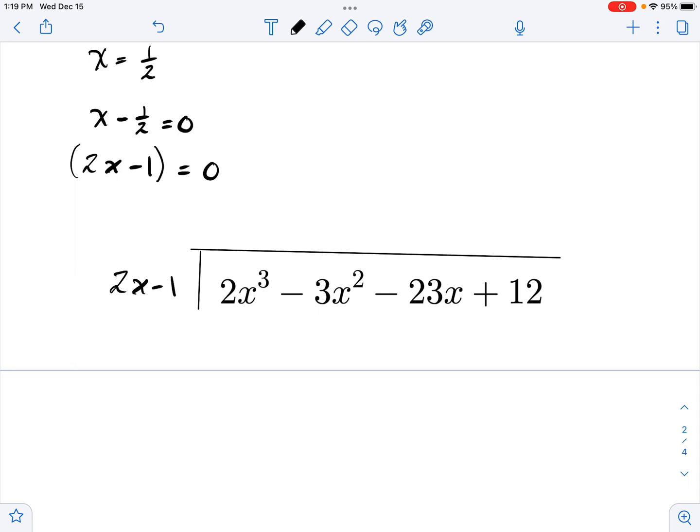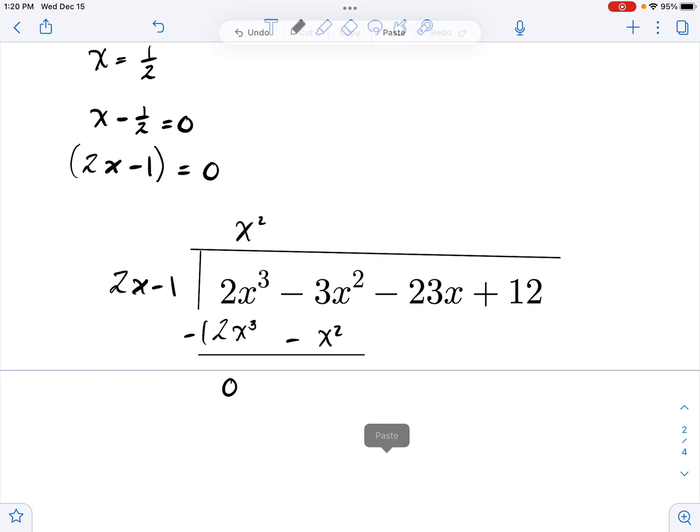Almost there. 2x goes into 2x cubed, x squared times. X squared times 2x is 2x cubed. And x squared times negative 1 is negative x squared. I will subtract. I get 0. Minus 3x squared minus negative x squared is positive, so that is minus 2x squared. I bring down my next term, minus 23x.